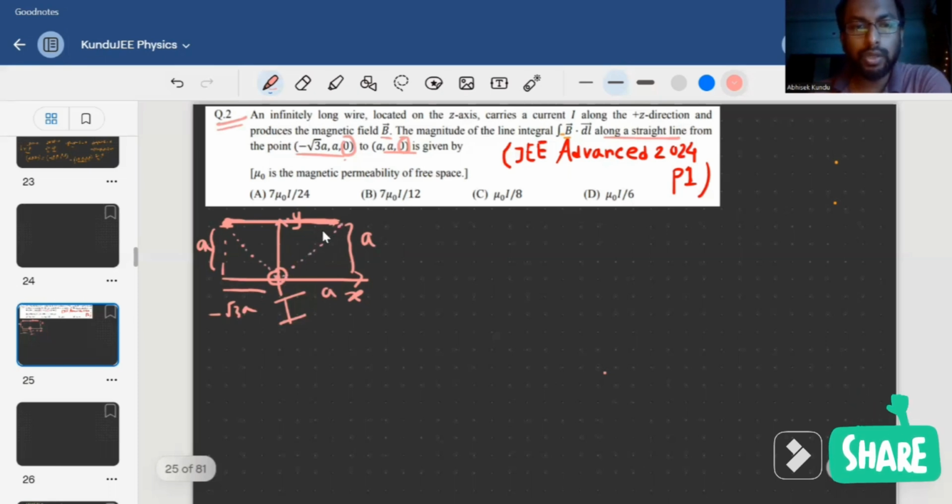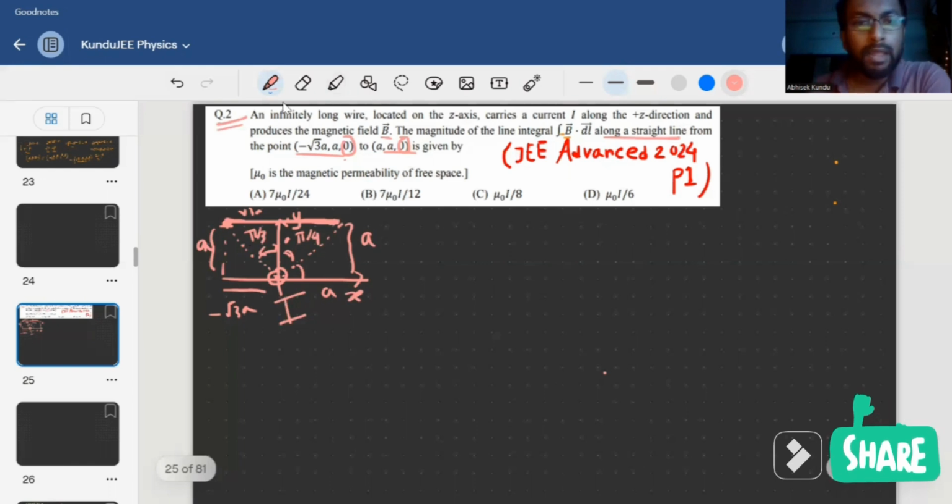If I join the origin with point 1 and point 2, how much angle will point 1 make with the y-axis? This is root 3a and this is a, so tan theta equals root 3a by a, that is root 3, that is 60 degrees. So this angle is pi by 3. Similarly, for a comma a, these two angles are 45, 45, so this is pi by 4. Now the diagram is done.